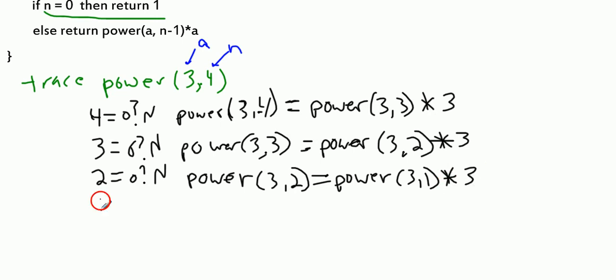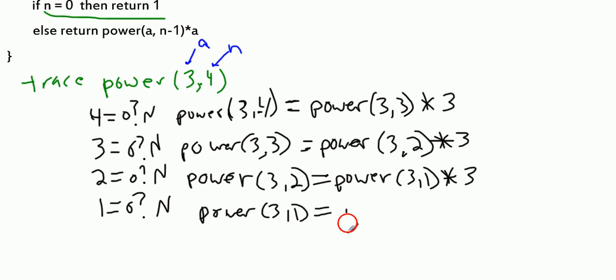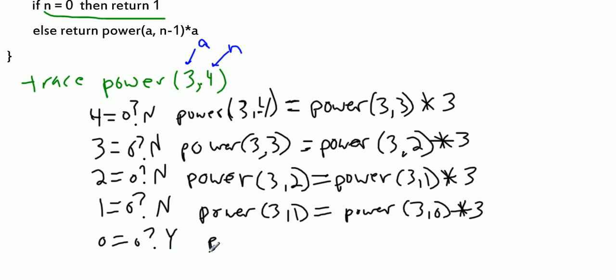Is 1 equal to 0? No. So power 3 comma 1 is going to equal power of 3 comma 0 times 3. Is 0 equal to 0 finally? The answer becomes yes. So power of 3 comma 0 gets 1, right?